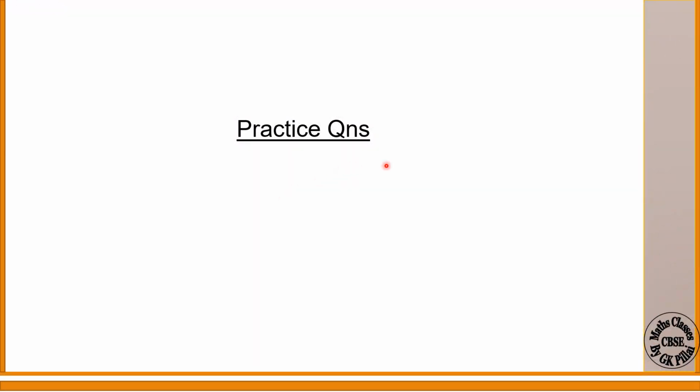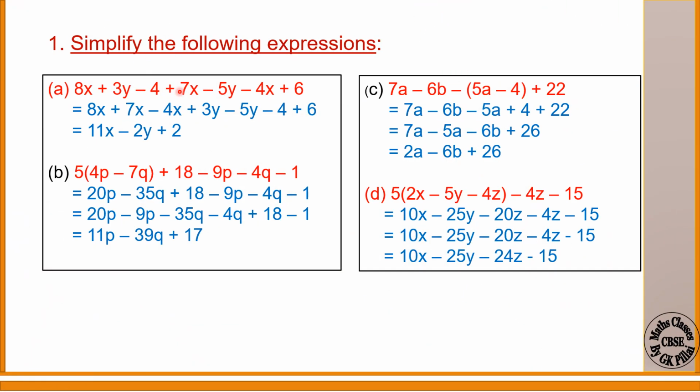Now we will have some practice questions. Once again, the same type of algebraic expressions. Here all are for simplifying. Simplifying means combine the like terms and simplify it. These are very easy things only, but I have seen many of you making mistakes. 8x plus 3y minus 4, 7x minus 5y minus 4x plus 6. When you combine the like terms, it will be 8x plus 7x minus 4x plus 3y minus 5y minus 4 plus 6, and the final answer is this.